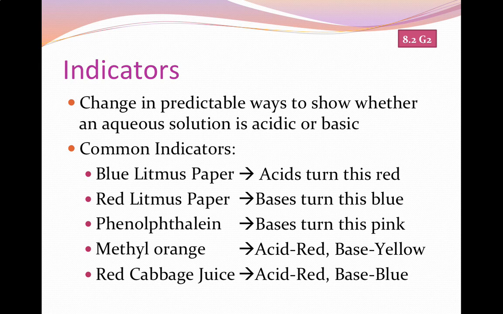And then this is one you can do at home, red cabbage juice. You can make some cabbage juice by taking red cabbage, chopping it up, putting it into boiling water, leaving it for a while, then straining it out, and the liquid that's left over, if you put it in either acids or bases, will change color. Red for acids, blue for bases.